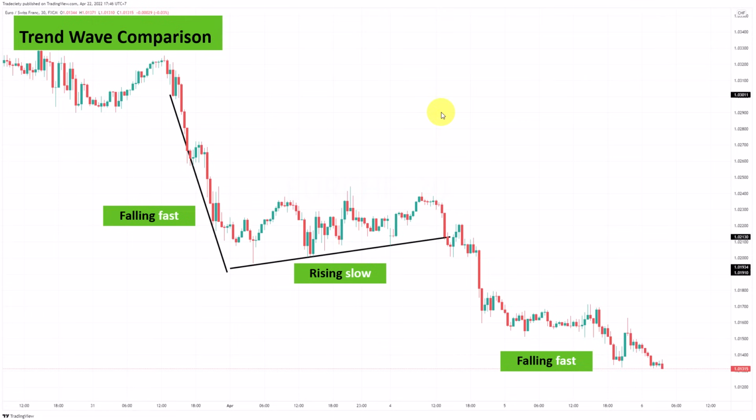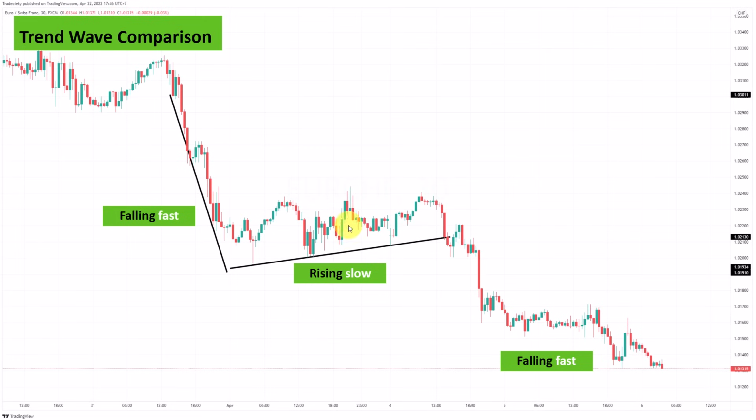It's also really helpful to compare the different trend waves in a trend. Here we can see in a downtrend, we see that the price is falling very fast. That's a very strong bearish phase. Then here in the next part, the price is rising very slowly. So we have strong selling and weak buying. And that typically then leads to more strong selling on the breakout out of this next trend line. We can use this concept to understand trends and to time our trend continuations.